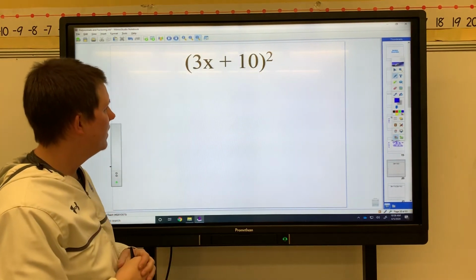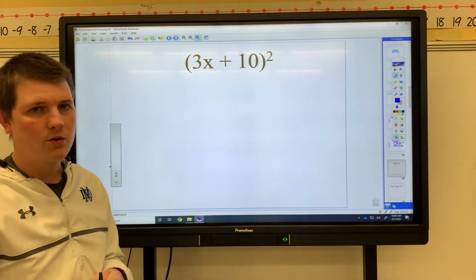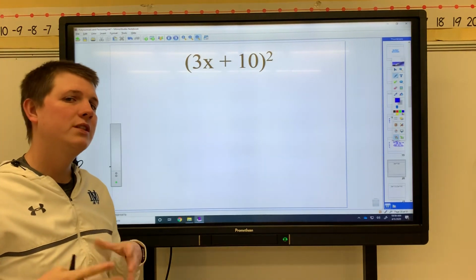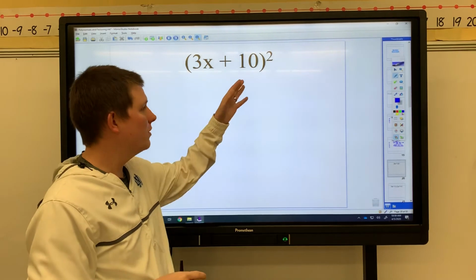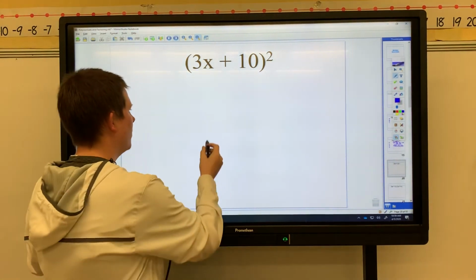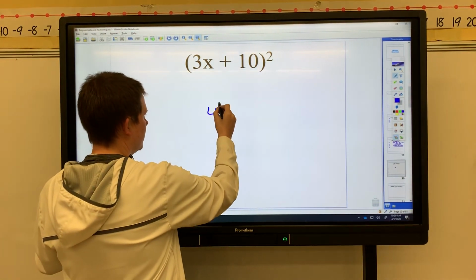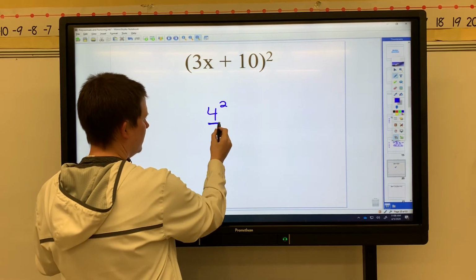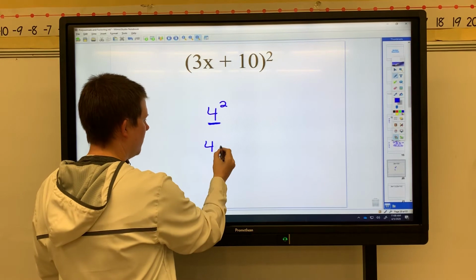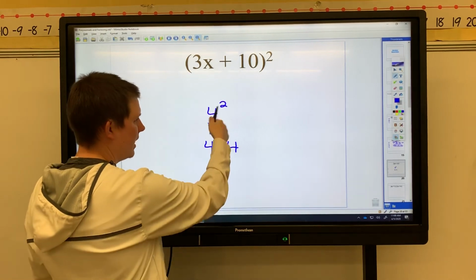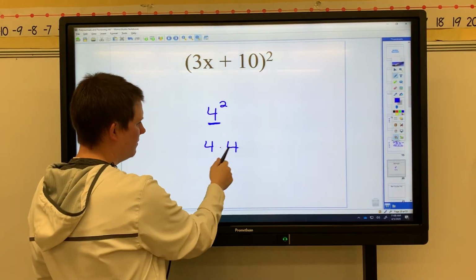The quantity 3x plus 10 quantity squared. All right, now this looks different, but it's just actually written in a shorter way, and it's written with an exponent. Hopefully we remember, what is an exponent? 4 to the second is actually saying take this base times itself 2 times. So it would be 4 times 4, right? It's not 4 times 2. It's 4 times itself 2 times.